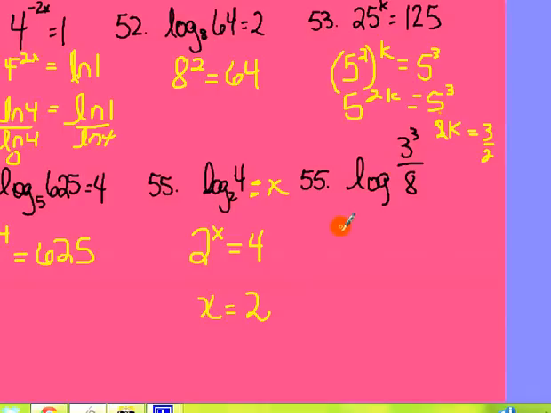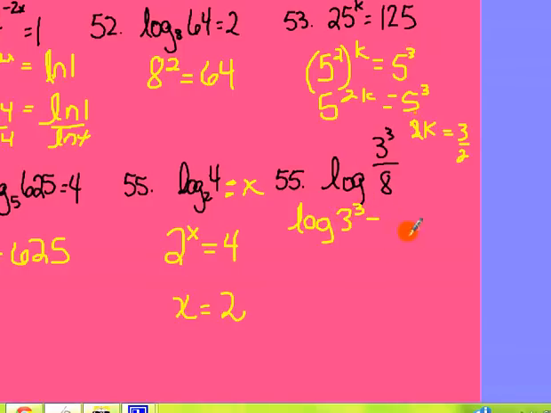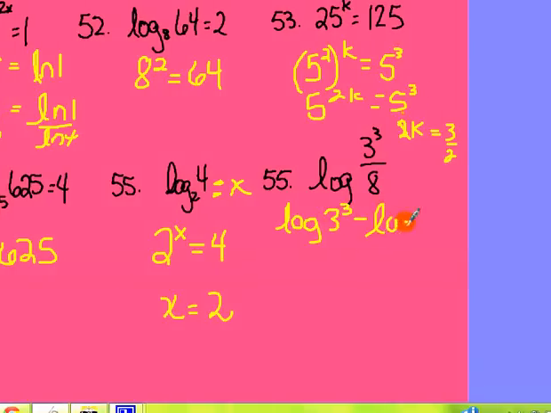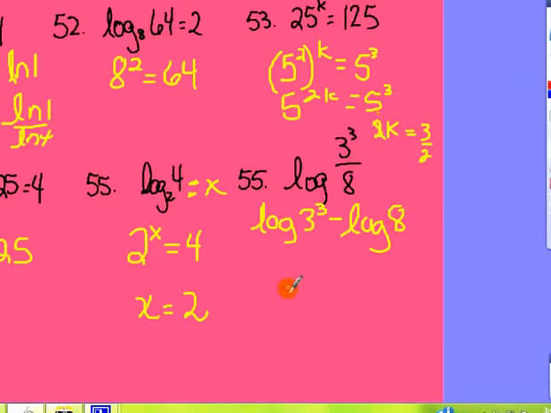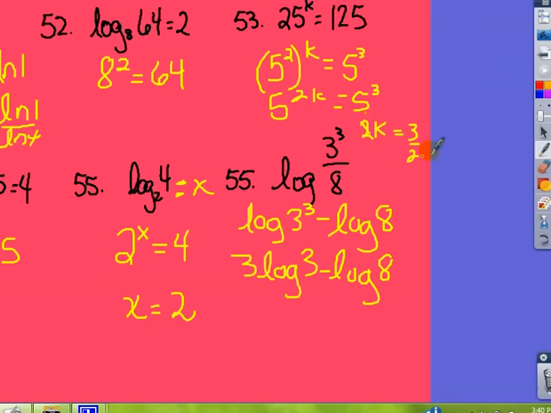And with question number 55, we're asked to expand it. So we talked about the other day, let me just write this 3 cubed. When you're dividing logarithms, you're actually subtracting them because they're exponents. So that's phase 1. Next, we have to recall that when we have an exponent, we can cut and paste that exponent out in the front. And then this would be the answer. 3 log 3 minus log 8.